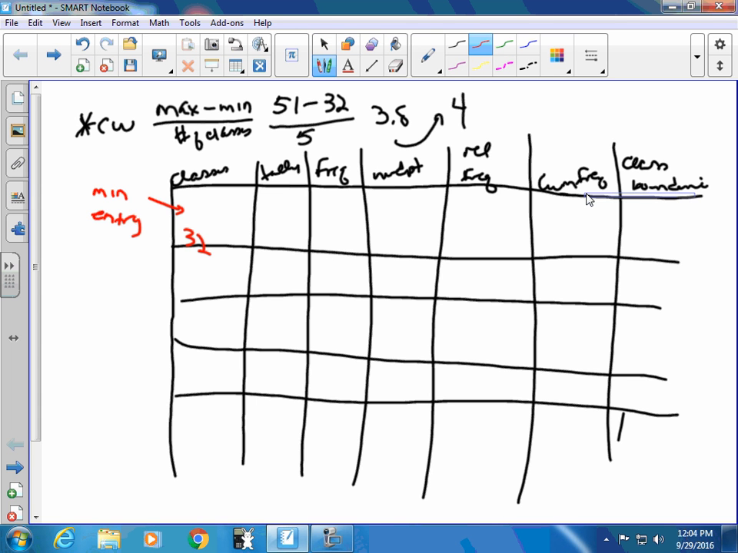So 32 is my smallest. This is where your class width goes. We have a class width of 4. So add up. Keep adding. Go all the way down. 5 classes worth.